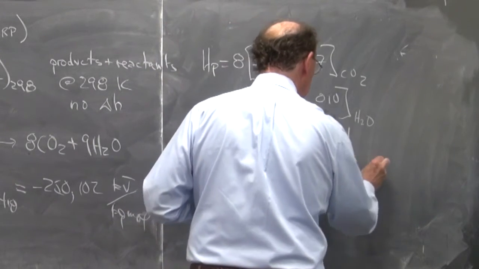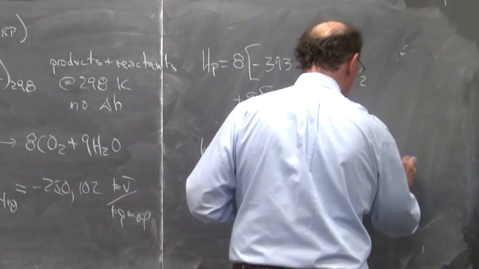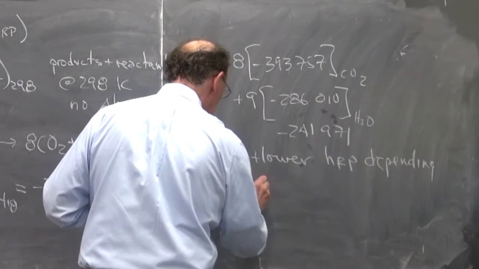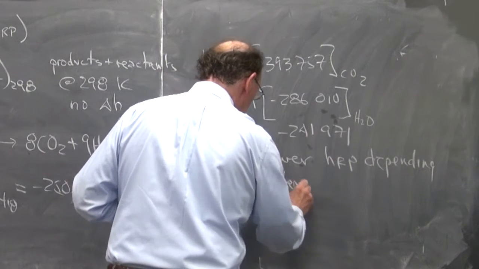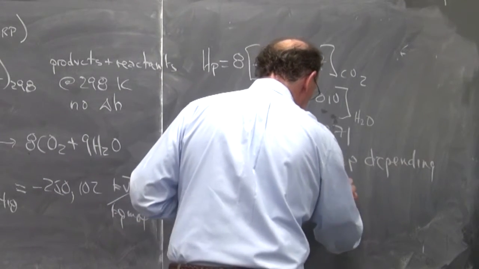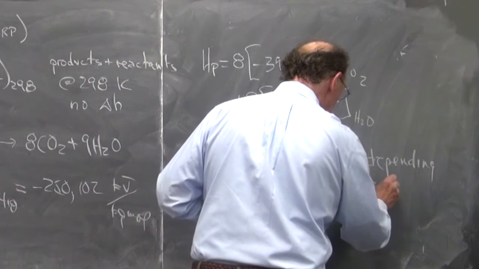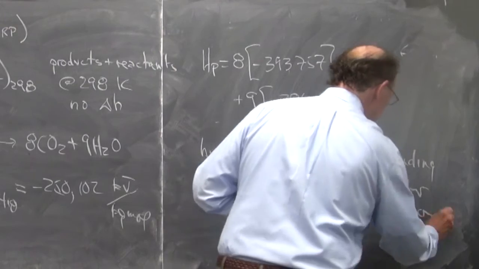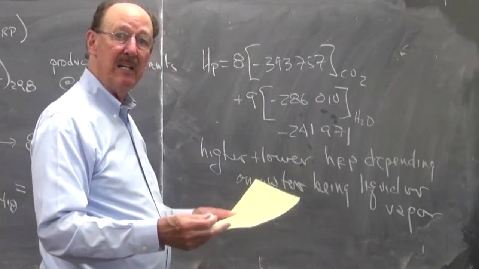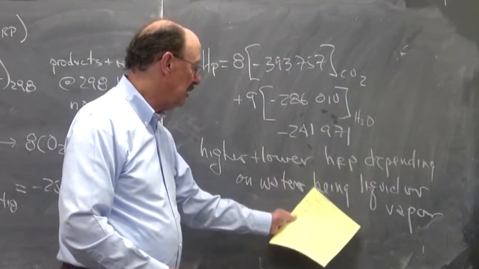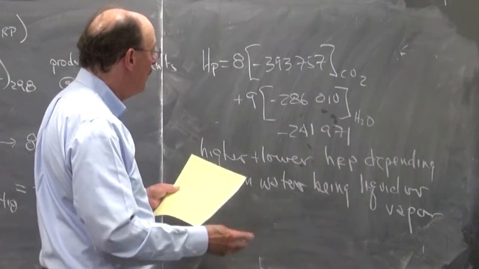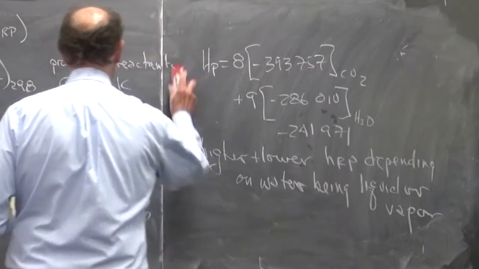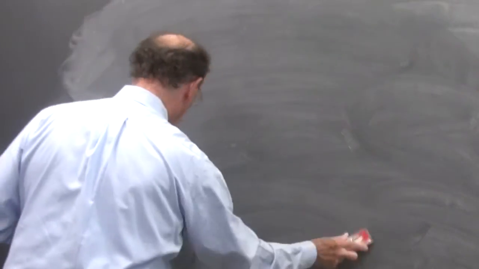H sub RP depends on the water being liquid or vapor, so you decide. If it's a liquid, it's the higher heating value. If it's a vapor, it's the lower heating value. Most often we use the higher heating value. So if we do this, we're going to get the following.